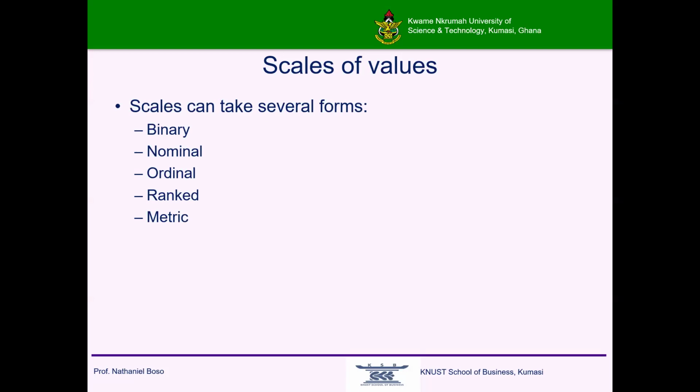When we pick a variable, we are able to determine or assign a quantity to it when we measure it using the scale of that particular measuring instrument. So there are several scales the values we assign to variables can take. It can be binary, nominal, ordinal, ranked, or metric. So we will look at this in detail.